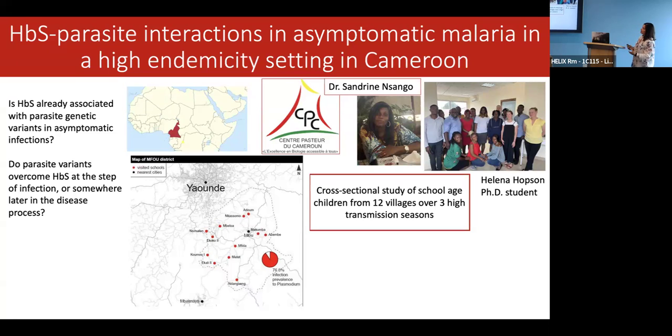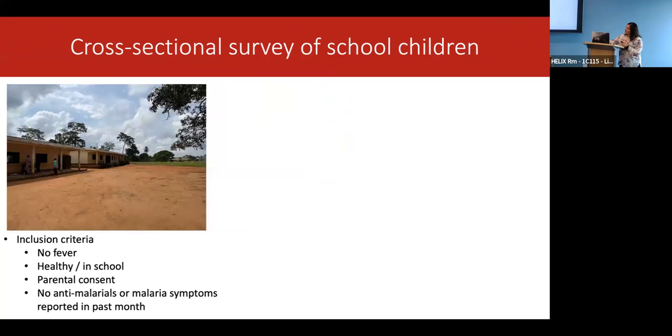And so we worked with them to do a cross-sectional study, collecting samples of children without symptoms from 12 villages over 3 high transmission seasons. We wanted to ask whether HbS, the sickle cell allele, is already associated with parasite genetic variants in asymptomatic infection, essentially asking: where are parasites overcoming HbS? Are they overcoming it at the step of infection, or is it somewhere later in the disease process? Are these the only parasites that can cause disease, or the only parasites that can infect people with sickle cell?